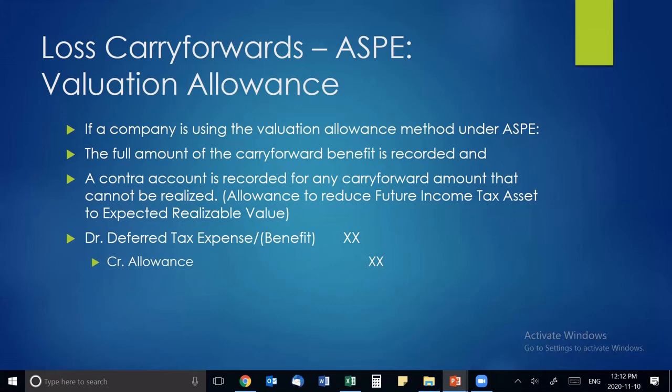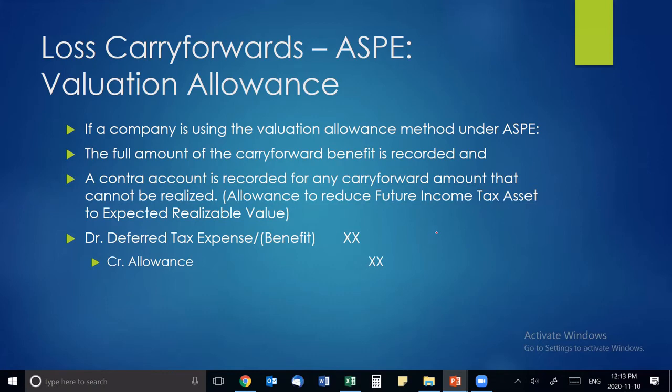So debit your deferred tax asset, credit your deferred tax expense or benefit. And then we're going to create a contra account for any carry forward amount that cannot be realized. So if it's not probable that any of it can be realized, then we're going to have an allowance for the full amount of the carry forward benefit, which is going to end up bringing down your total balance.